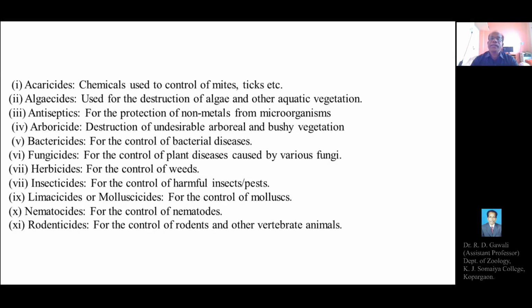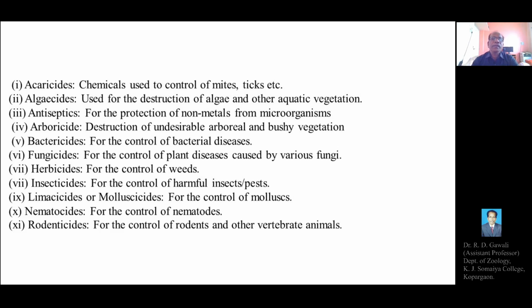1. Acaricides. These are toxic chemicals used for the control of mites and ticks, which belong to order Acarina, of the class Arachnida and phylum Arthropoda. So for the control of ticks and mites, we can use the chemicals or poisons called acaricides.